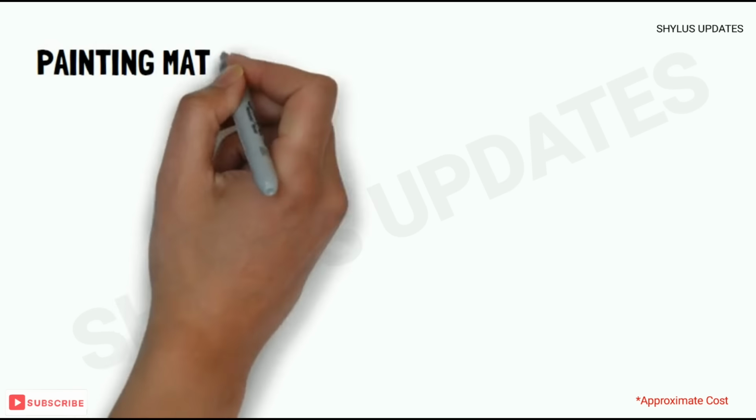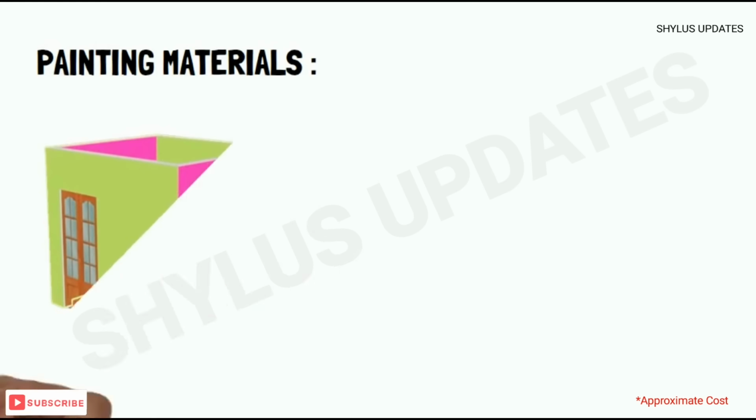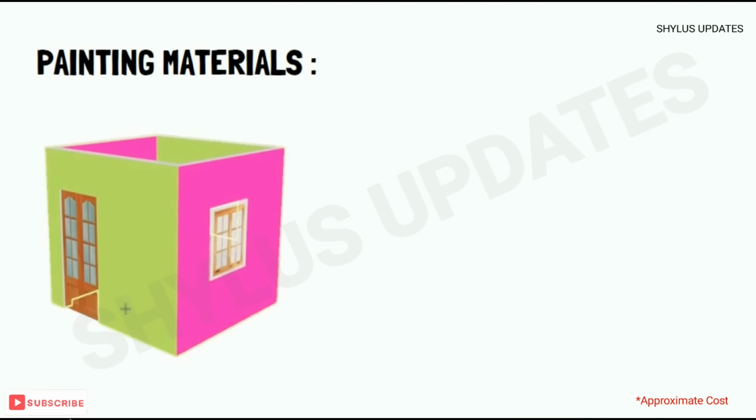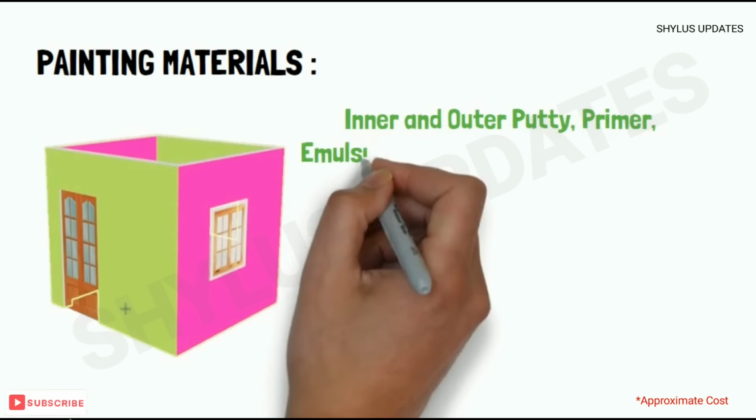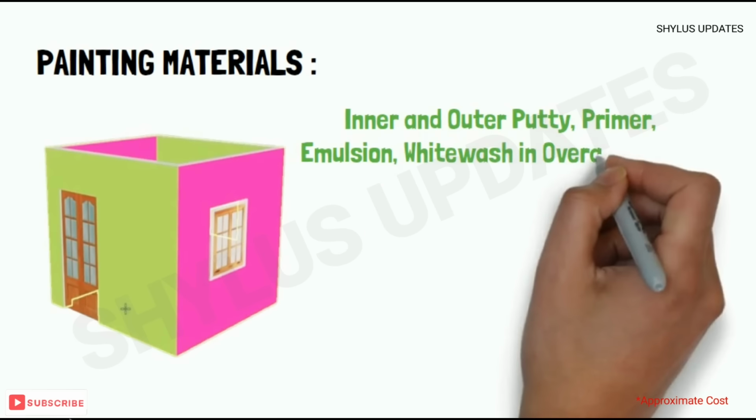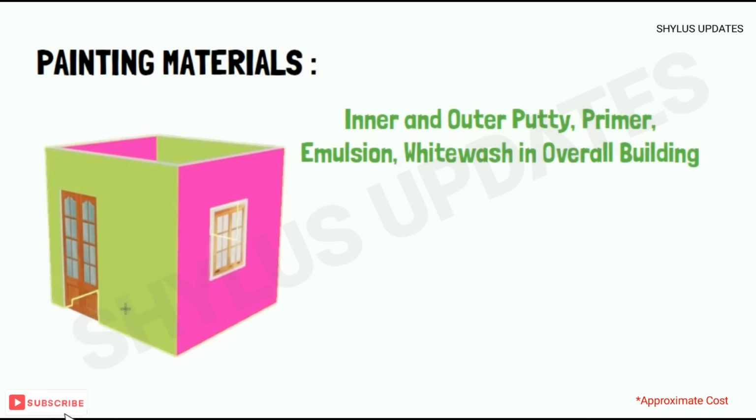Painting materials. For inner and outer putty, primer, emulsion, whitewash in overall building, the cost would be rupees 2 lakh.